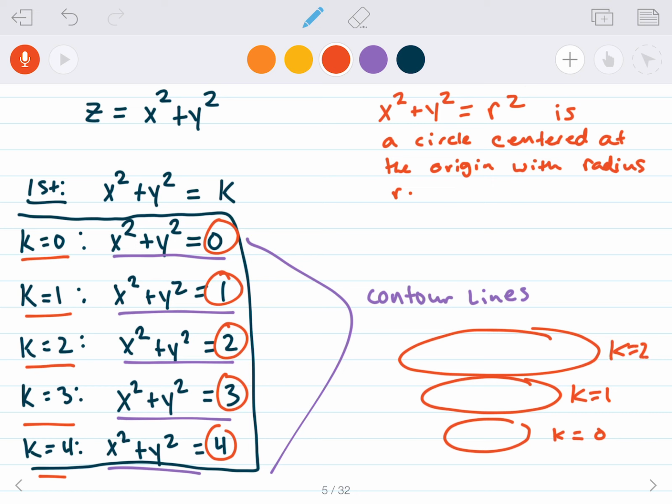So this is kind of a rough sketch. We have our circles with each of their respective radii. This is what we expect the shape to look like when we plug this into GeoGebra, and that's just based on our contours.